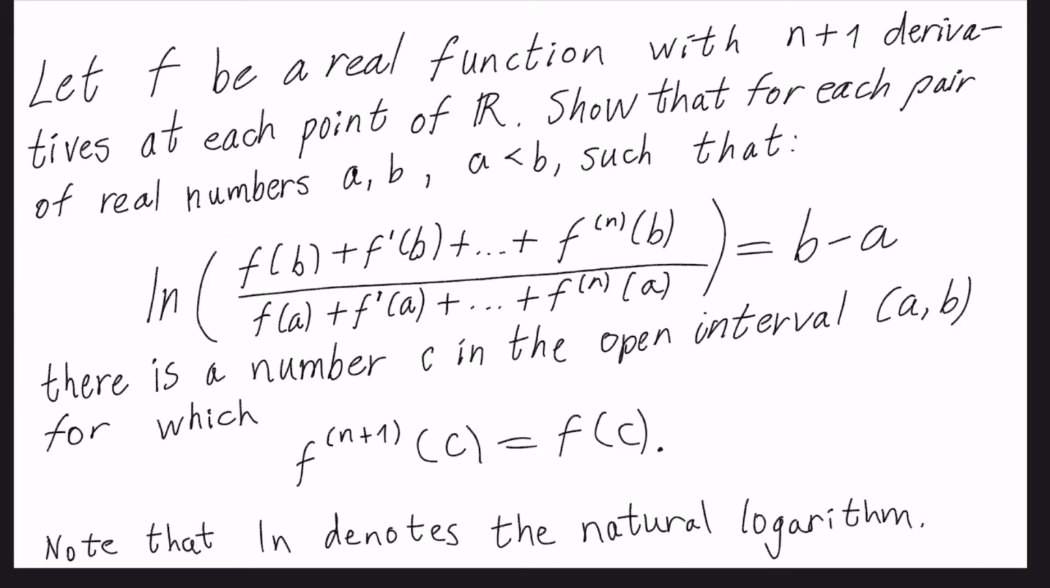Given those conditions, then there is a number c in the open interval from a to b for which the n plus 1 derivative evaluated in c is equal to the function evaluated in c. And note that ln denotes the natural logarithm, as I pointed out before.